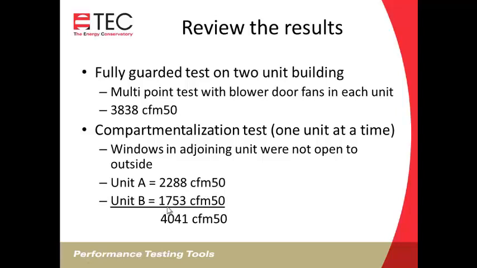Unit B, 1753. And you remember that unit was tested at, the results we had from that test was it was at 52, so we needed to convert that back down to 50. So we came up with 1753 CFM, and we'll explain how we did that. So we had a total flow through both Unit A and B of 4041 CFM at 50.